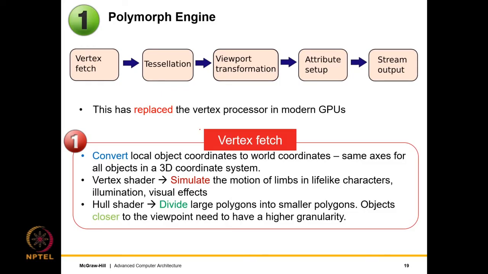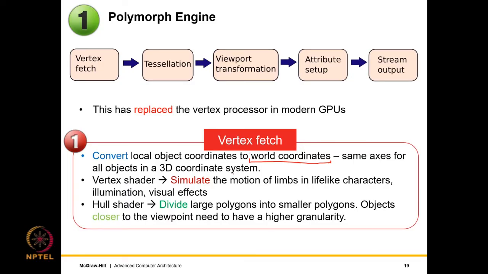In the Vertex fetch stage, what happens is we convert local object coordinates to world coordinates. Normally, in the shader programs that users write in OpenGL, for example, they specify local coordinates, but all the objects are not in the same coordinate system. When all of them are in the same coordinate system, this is referred to as world coordinates, where you use the same 3D axis, X, Y, Z, for all the objects.